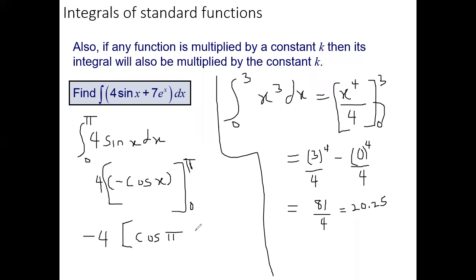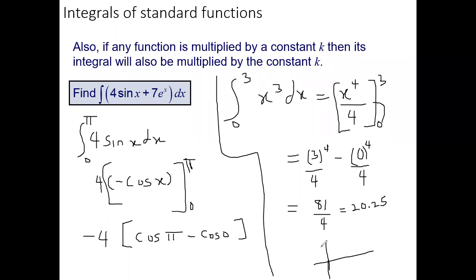cos of pi, minus cos 0. Good. So let's see what we're going to get when we find cos pi. Here is 180 degrees. So pi is 180 degrees. We always know that the cos function is between 1 and -1.